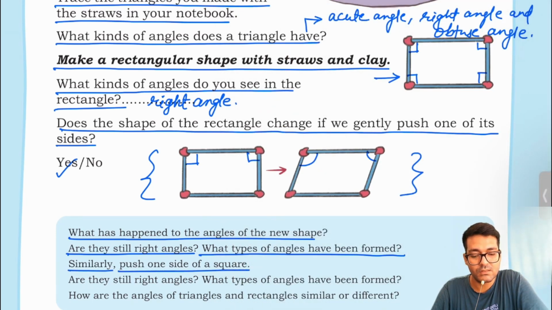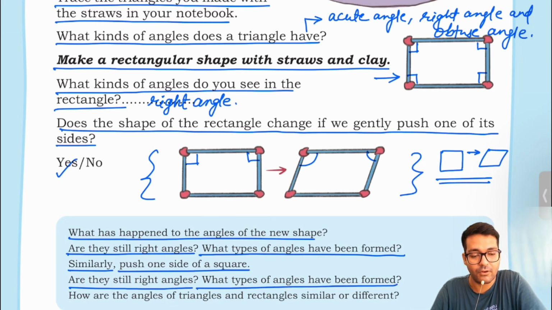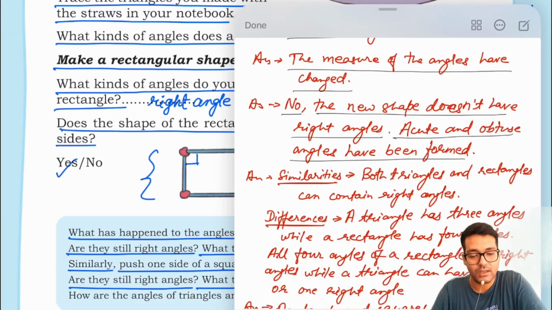Similarly, push one side of a square. The shape of a square will change. Like this. Are they still right angles? The answer is no. What types of angles have been formed? The answer will be same. No, the new shape does not have right angles. Acute and obtuse angles have been formed.